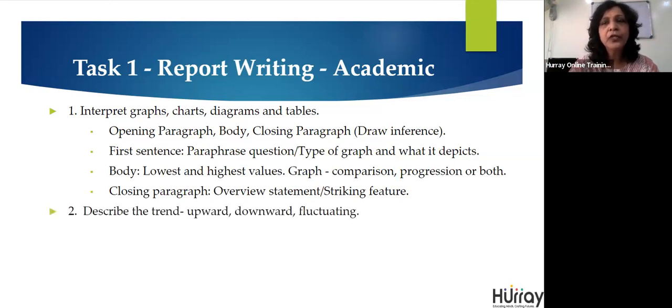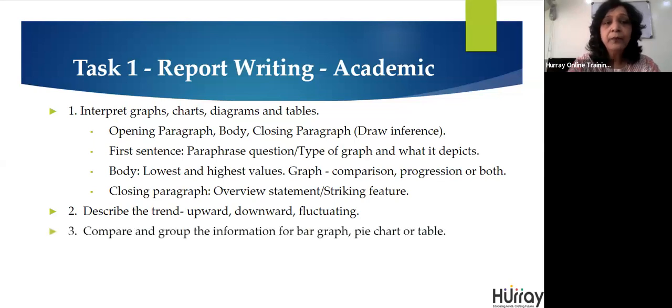So it's a report, so you need to use a lot of graphical jargon. Give the trend, whether it's upward trend, downward trend, it's fluctuating, whatever trend it is. Compare and group the information for bar graphs, pie charts, or tables. You can club information together. You don't have to give every value, and don't give a report date-wise or based on the different values. You need to say this is half of this, this is double, this has grown by 3 times, or this is 1/4 of this. You need to do some analysis and use your analytical skills while writing.